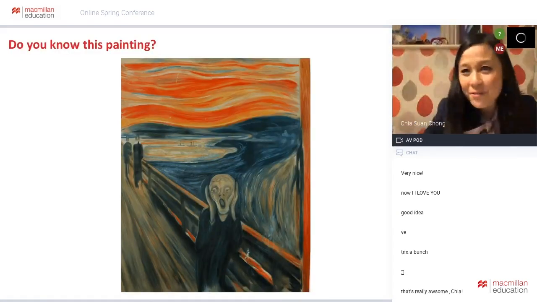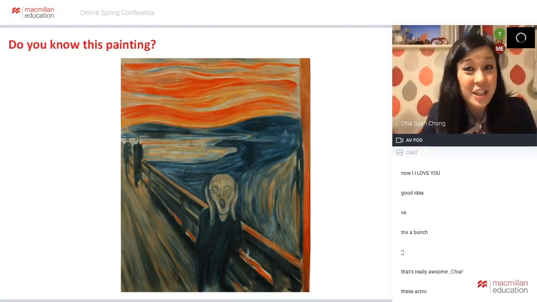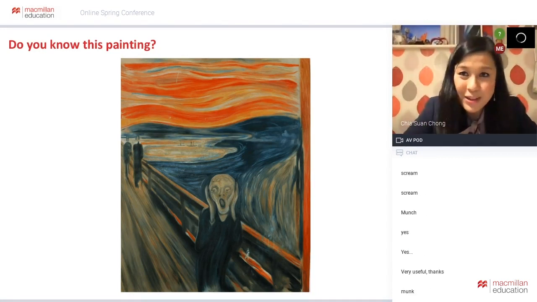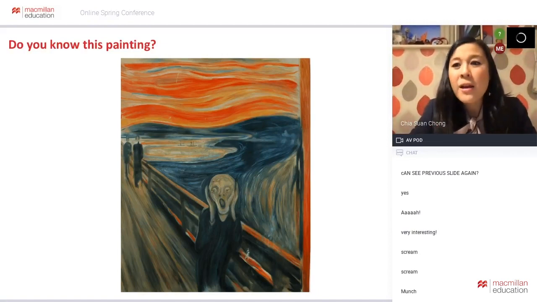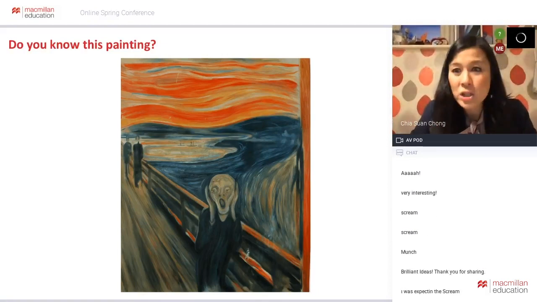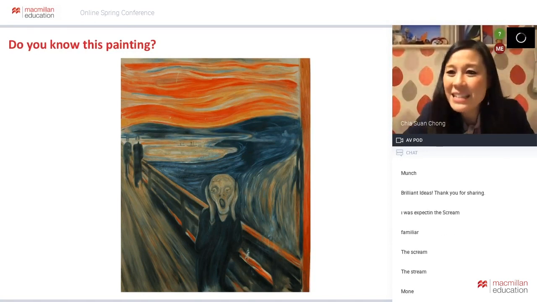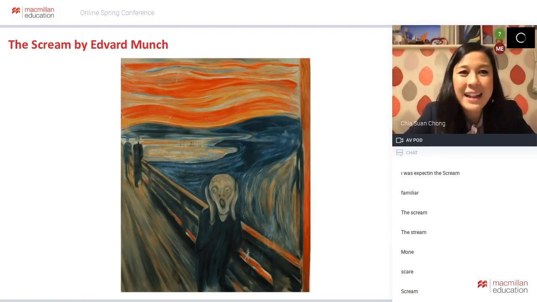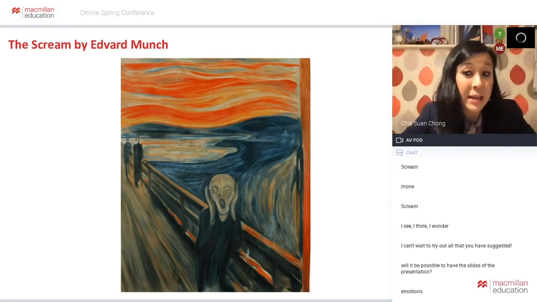Now, I can't talk about visual images without talking about art, because art is a huge part of visual images. And now, with all the access we have to the internet, we can get access to copies and pictures of famous art so easily. This is, yes, Edvard Munch, absolutely, The Scream. Now, what else can I do with this painting in the classroom? So you know the painting, you're familiar with it. What else can I do with it?